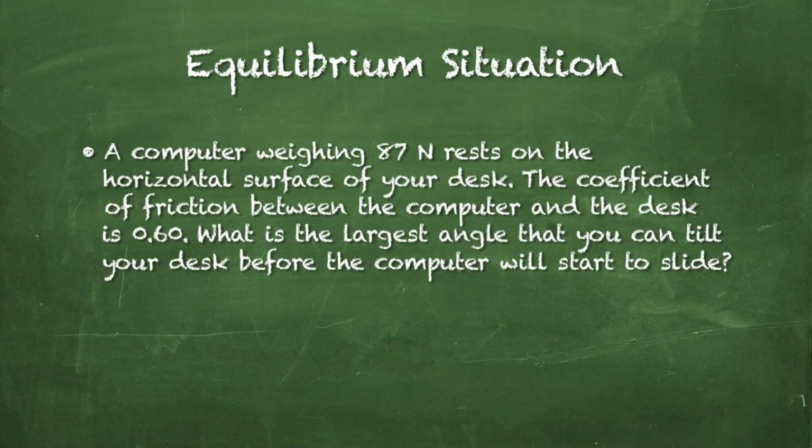In this example, we have a computer weighing 87 newtons. Note that it gave us the weight this time. It didn't give us the mass, so we're already given the weight. A computer weighing 87 newtons rests on the horizontal surface of your desk. The coefficient of friction between the computer and the desk is 0.6. Well, I mean the coefficient of static friction between the computer and the desk is 0.6. And the question is, what is the largest angle that you can tilt your desk before the computer will start to slide?